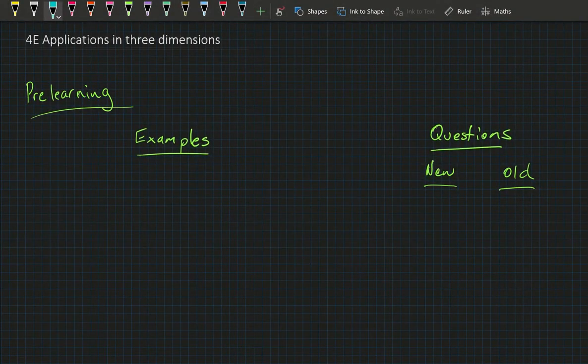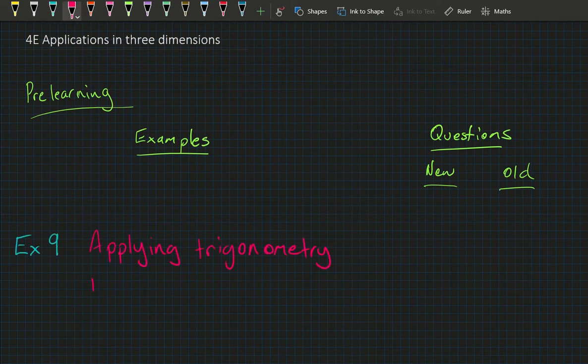Hi class, welcome to exercise 4E, applications in 3 dimensions. There's only one example in this class, and that is example 9, applying trigonometry in 3D.